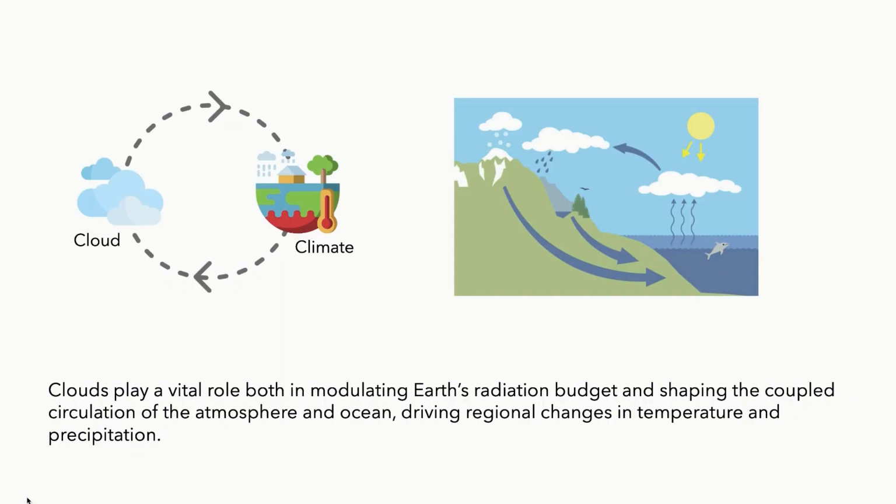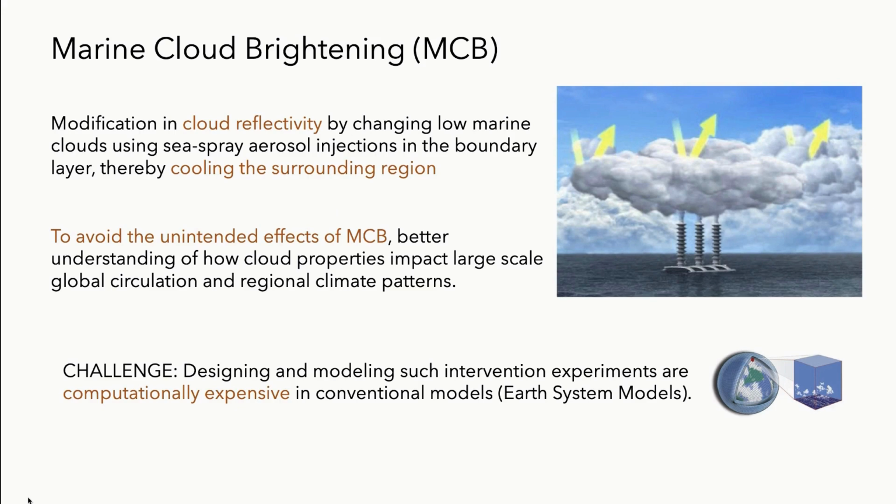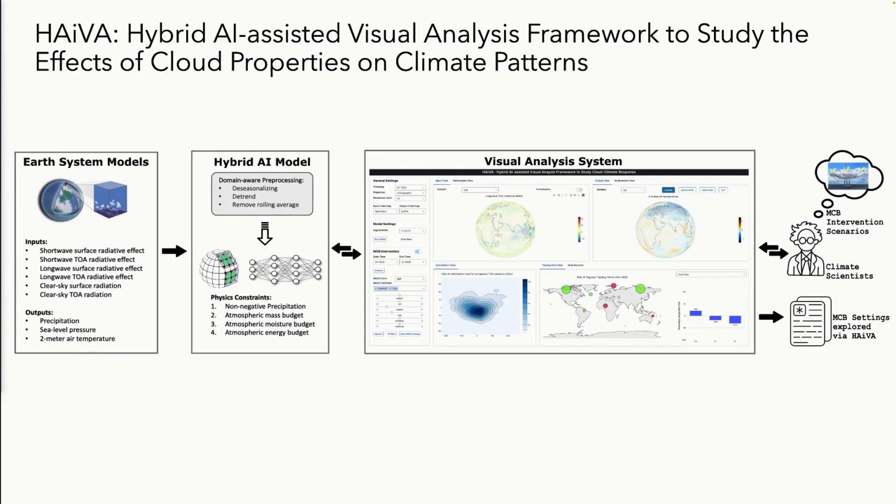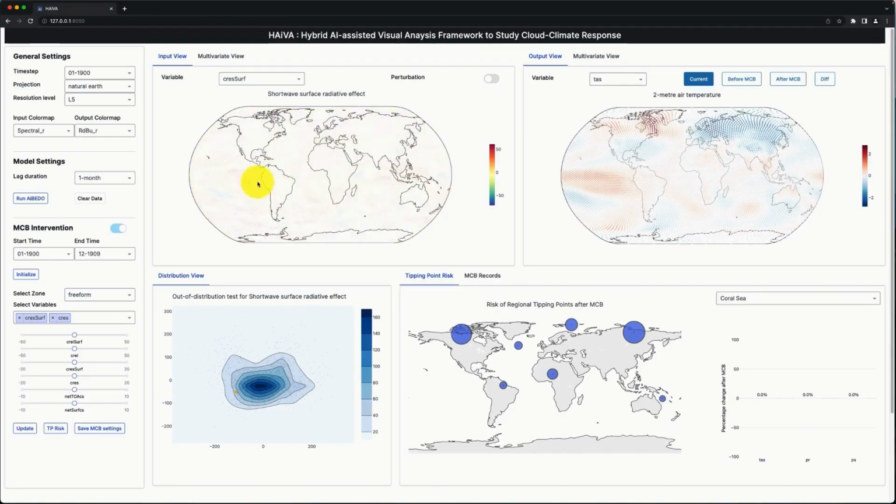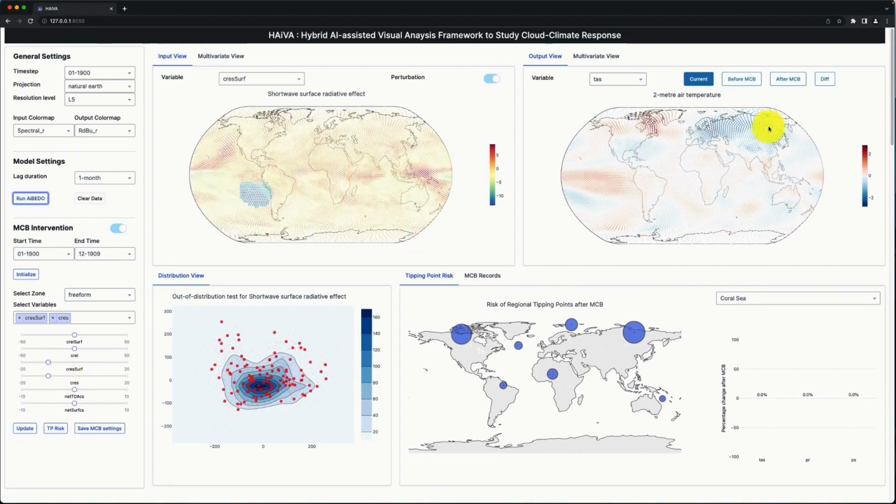Clouds play an important role in modulating Earth's climate. This makes them ideal for climate intervention techniques like marine cloud brightening, or MCB. To facilitate the study of the possible effects and consequences of MCB, we have developed a hybrid AI-assisted visual analysis system to study the cloud-to-climate response function.